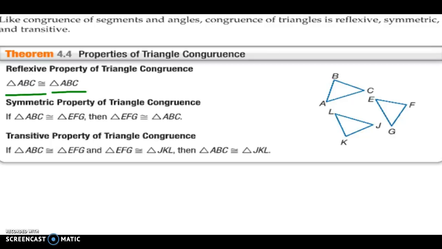The symmetric property of triangle congruence. If ABC is congruent to EFG, then EFG must be congruent to ABC. Symmetric. Doesn't matter which way you're going, it's the same thing. Finally, the transitive property. If ABC is congruent to EFG, and EFG is congruent to JKL, then obviously ABC is going to be congruent to JKL. Same thing, just like we've talked about before, this transitive property also works for triangles.